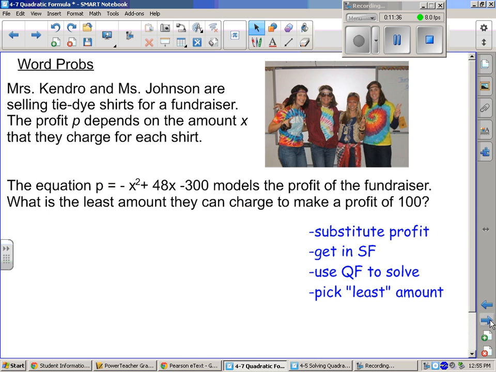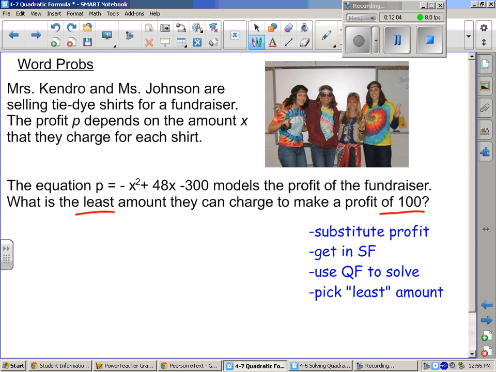Take it away, Kendro. All right, we're selling tie-dye shirts. Look at those cool cats over there. Profit depends on the amount of X that they charge for each shirt. All right, give us an equation, and it models the profit. We want to know what's the least amount of profit. Okay, I'm going to underline that because I got to remember that for later on. They can charge to make a profit of $100. So what's the least amount that we can sell the shirts for to earn $100?